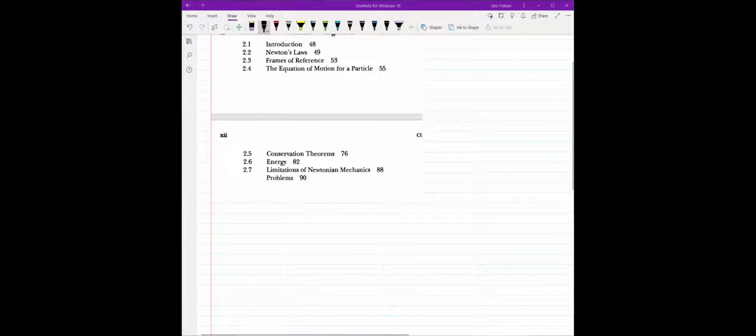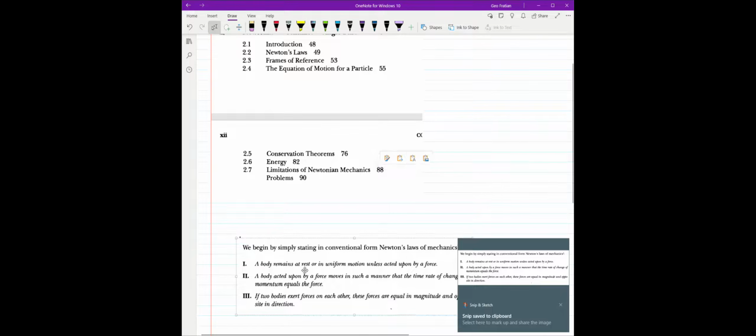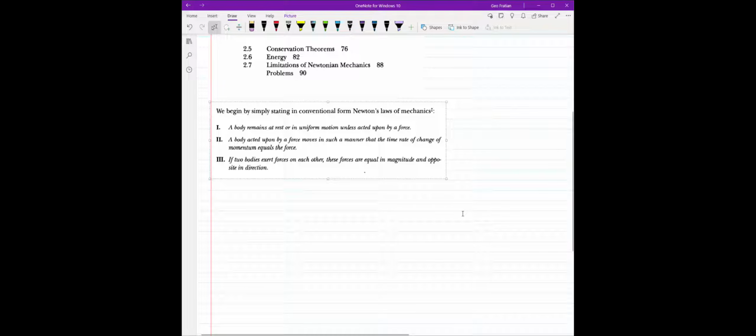So for the introduction, by this point, if you're reading this textbook, you're probably already familiar with the terms velocity and acceleration of a particle and the concept of mass. So the point of this chapter is we're going to see Newton's formulation for it. So let's get into Newton's laws, which we can just state simply, straight from the textbook. First law: a body remains at rest or in uniform motion unless acted upon by a force.